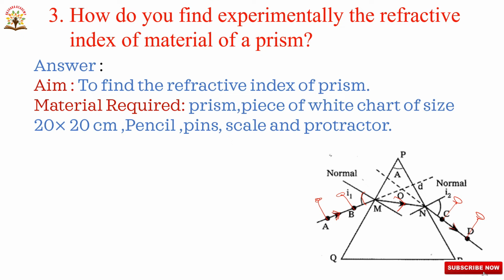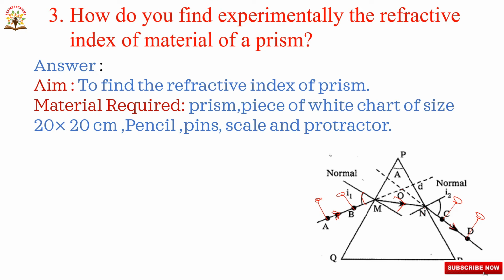Now in this picture, CD represents the emergent ray, and here we are drawing another normal at point N. The angle between the normal and the emergent ray is known as the angle of emergence. So now we are extending the incident ray and the emergent ray. These two are meeting at one point. This point is known as O.